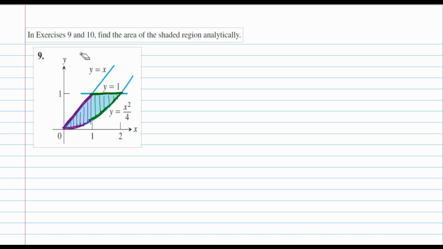But then, as I continue on drawing little vertical lines to kind of mimic my rectangles, the top of the rectangles on this right side would be y equals 1, and the bottom will still be x squared over 4. So I have to find the area of these 2 different regions and add them together. So the first region is going to stretch from 0 to 1 on the x-axis, and that's going to be the antiderivative from 0 to 1 of x, the upper curve, minus x squared over 4, the lower curve, dx.